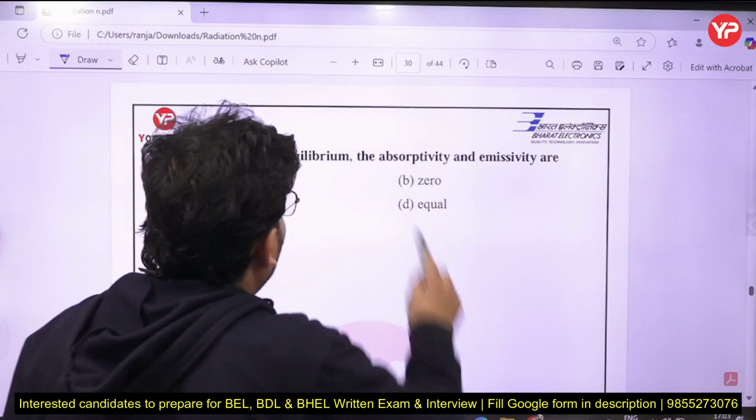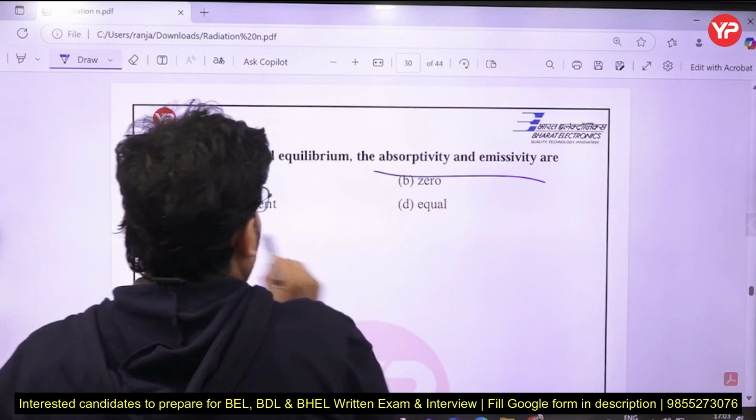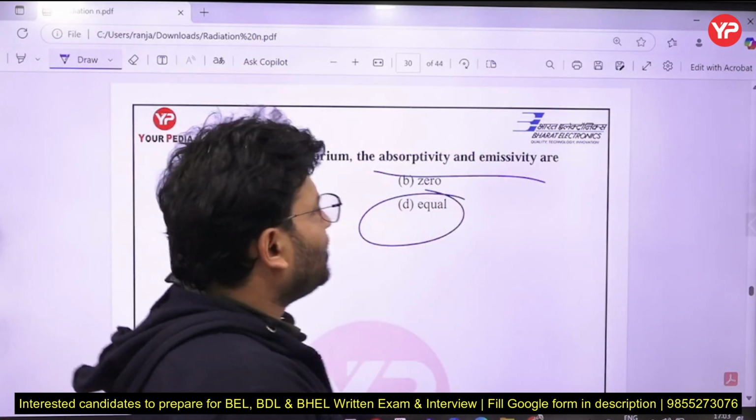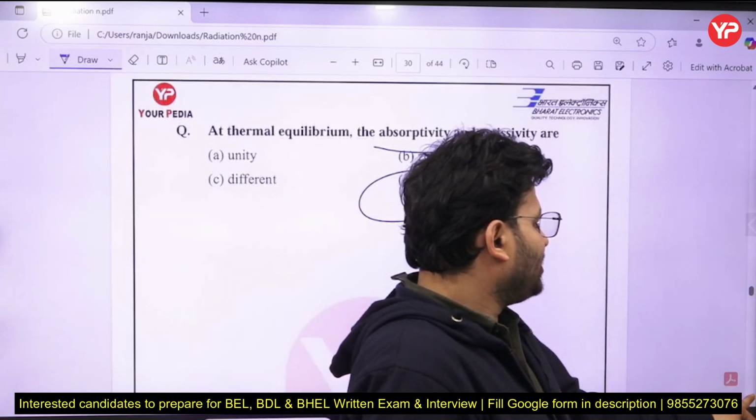At thermal equilibrium, the absorptivity and emissivity are equal. This is equal, this is Kirchhoff's law. At thermal equilibrium, this will be equal. That is Kirchhoff's law, simply.